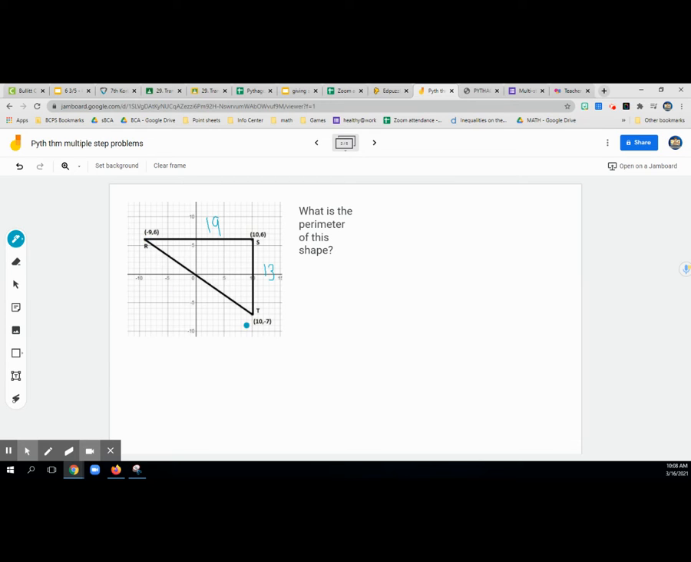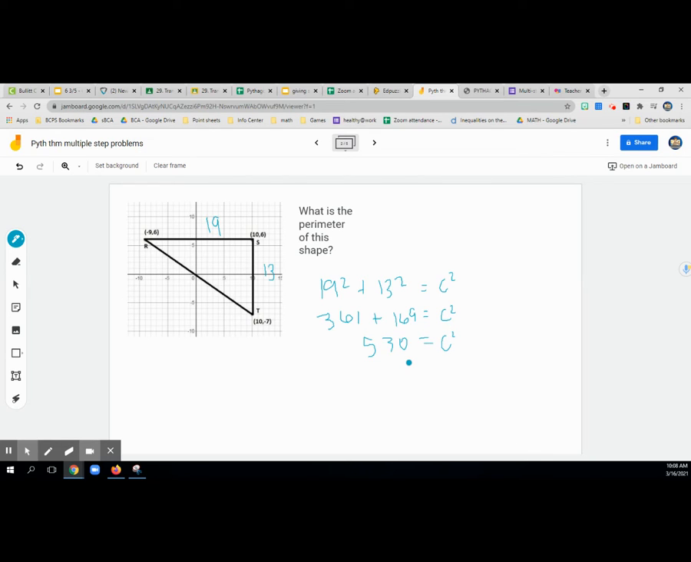So now we just need to find c. Again, apply the Pythagorean theorem. 19 squared plus 13 squared equals c squared. And now we just calculate. So we get 361 here plus 169 here equals c squared. We get 530 equals c squared.